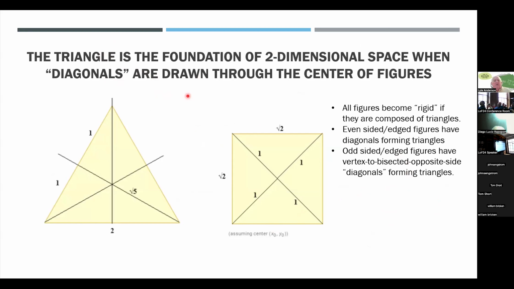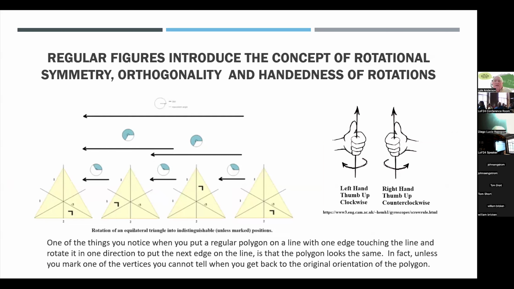And the thing that allows any regular figure to become rigid is the fact that it can be divided into triangles. So if you think of a figure as a set of triangles, that works. The square can be turned into 4 triangles. And the rules are, and this is where again the concept of odd and even comes in: if there are an even number of vertexes or edges, then the diagonals go from corner to corner. But if there's an odd number of vertexes, the diagonals going through the center of the figure go to the center of the opposite side.